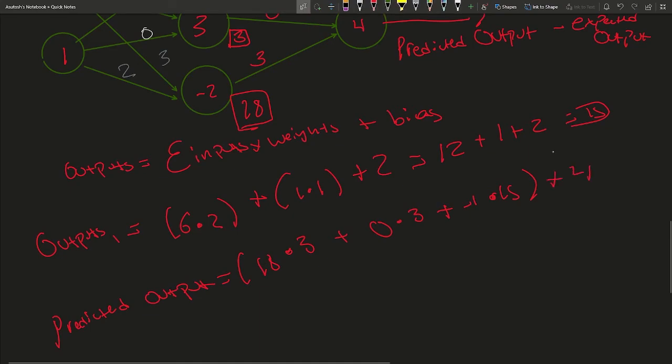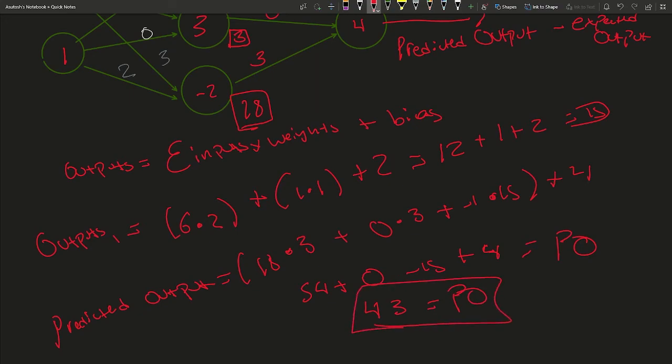So why don't we go ahead and do this real quick. So we get 54 plus 0 minus 15, actually is a pretty good number, plus 4 equals predicted output. Okay, so 54 minus 11, so we get 43 equals the predicted output.